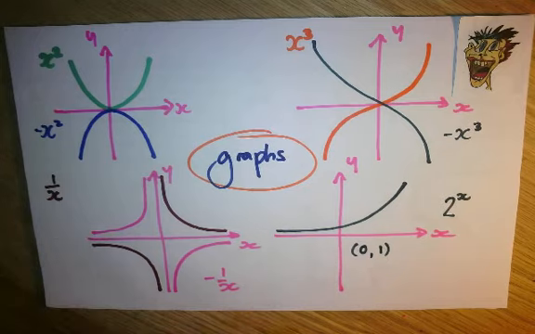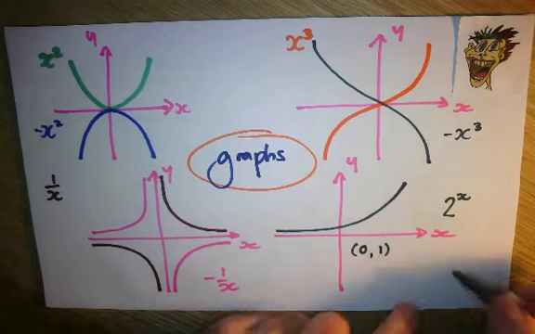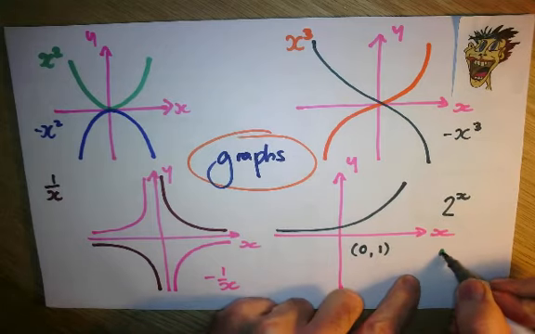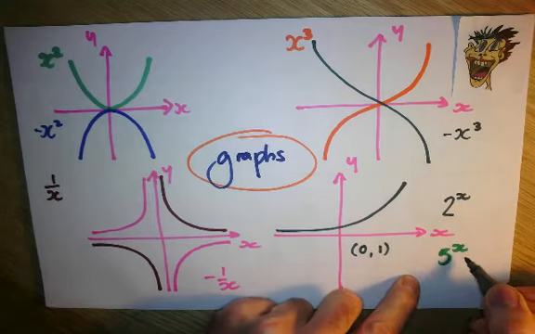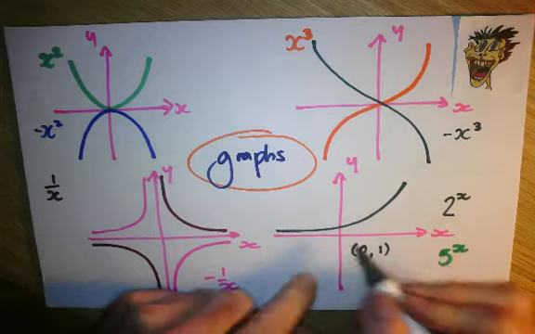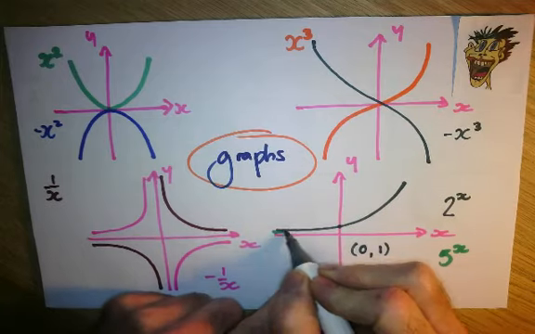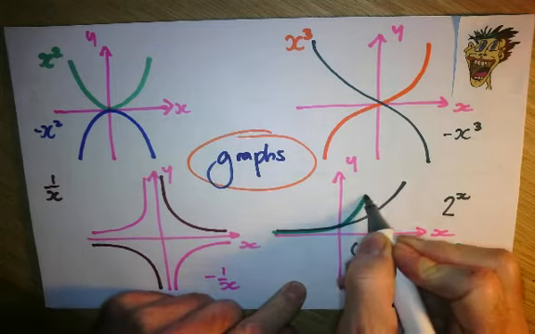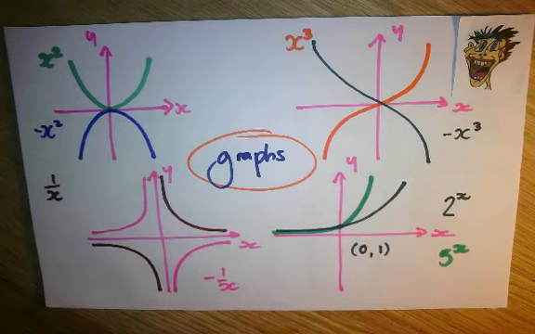Let's just do something with that. Let's increase that to say, what about, let's have a different colour. Let's go for green, that will come up nice. What about 5 to the power of x? Well, anything to the 0 is 1, so it still goes through there, but it will look like this. Steeper.